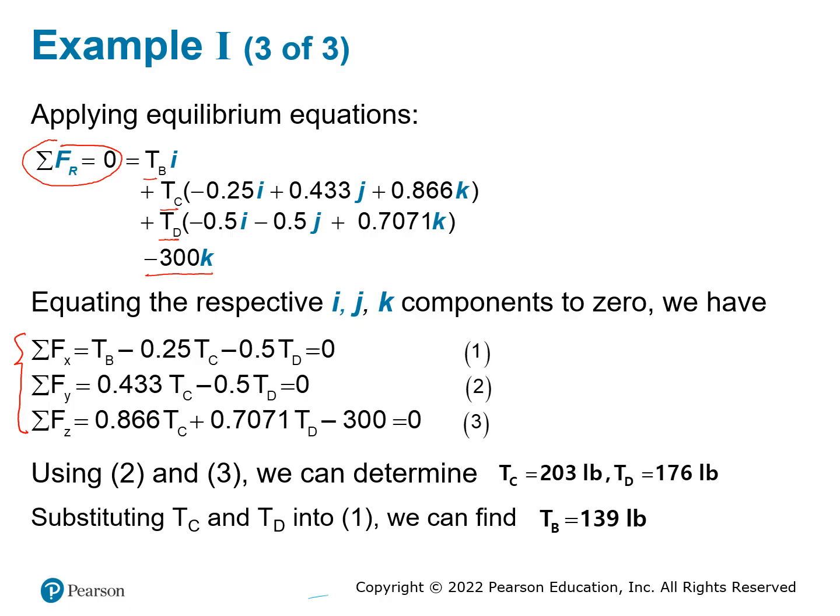You can eliminate one of the unknowns by subtracting two of the equations, taking two equations as a pair to eliminate one of the unknowns. Then you can solve two unknowns with two equations. Then you plug it into any of these equations to find the third unknown. Okay, so this is the final solution. I'm going to skip from here.